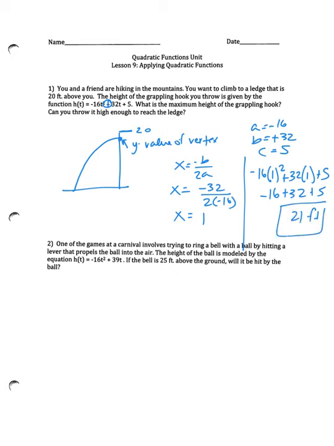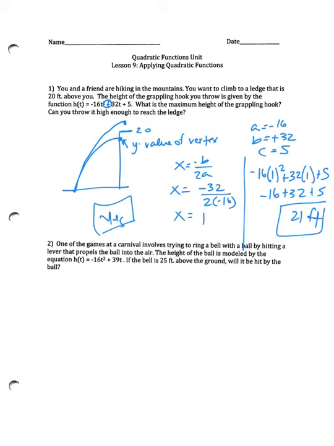Actually, you would not have gotten this, I think. I think if you used the negative 32, you would have gotten a different answer. But I'm making the correction now so you guys could see. So your grappling hook is actually going to go above the 20-foot ledge. It's going to go to 21 feet. So the answer is yes, you can throw it high enough to reach the ledge, because you're going to make it to 21 feet.